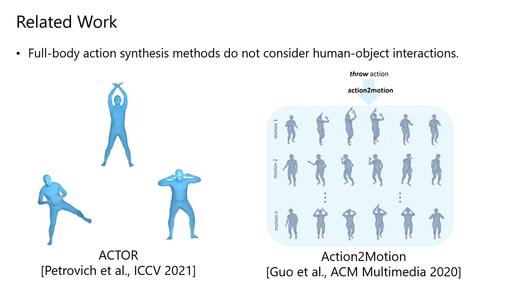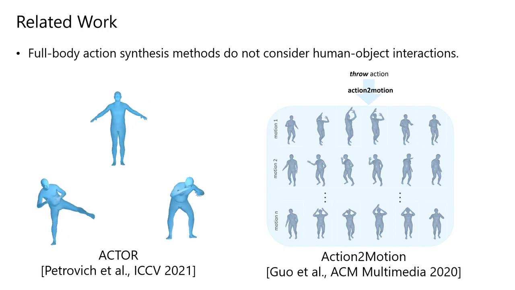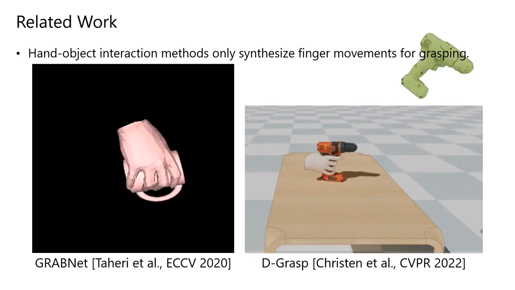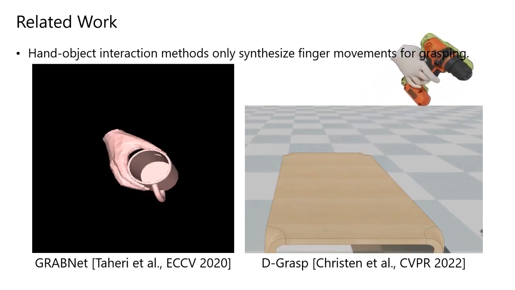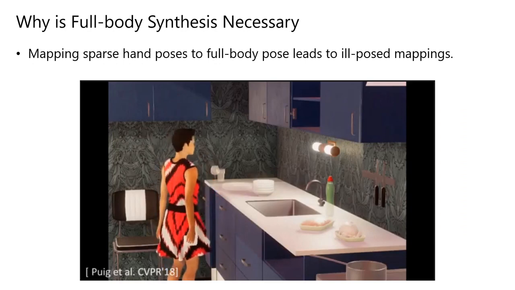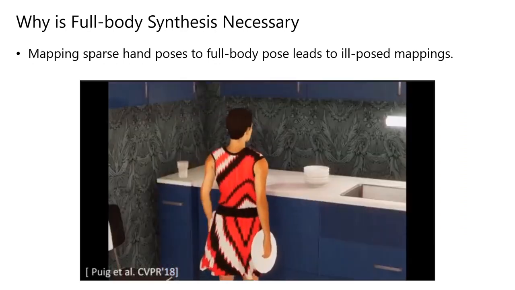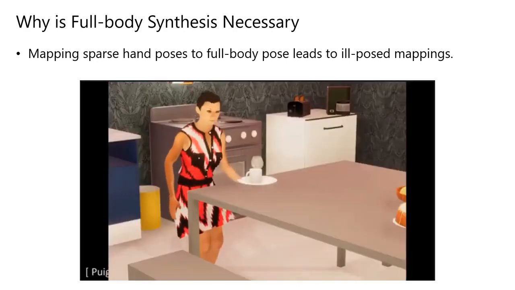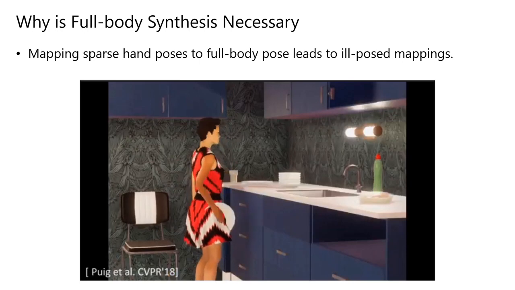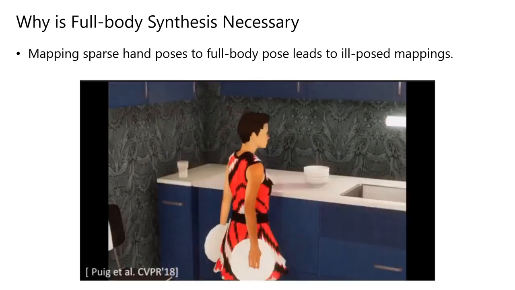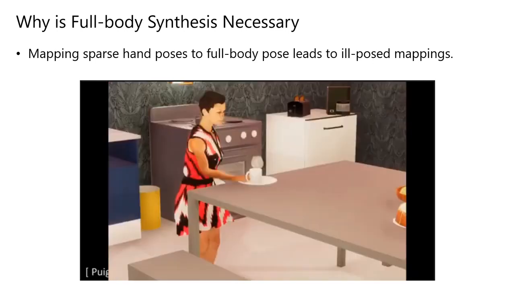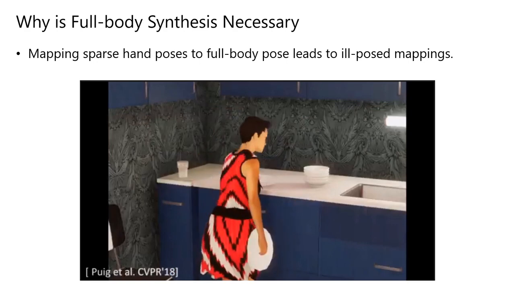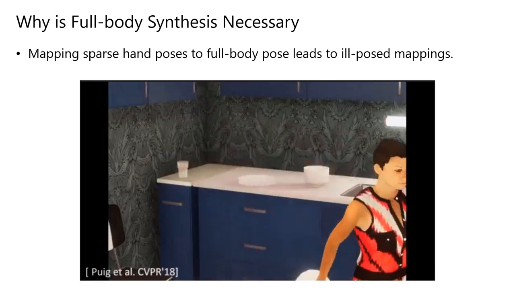Existing works on full-body motion synthesis do not consider human-object interactions. They synthesize human motions based on an action label only, whereas existing works on hand-object interaction focus only on synthesizing finger movements for grasping various objects. However, to create plausible motion sequence for a virtual character to interact with an object realistically, modeling hand motion interactions alone is not sufficient. Rather, we believe it's crucial to operate in the space of full-body motion synthesis. While it's possible to map the sparse inputs of hand poses to a full-body pose, it leads to a heavy pipeline in addition to introducing an ill-posed mapping function.